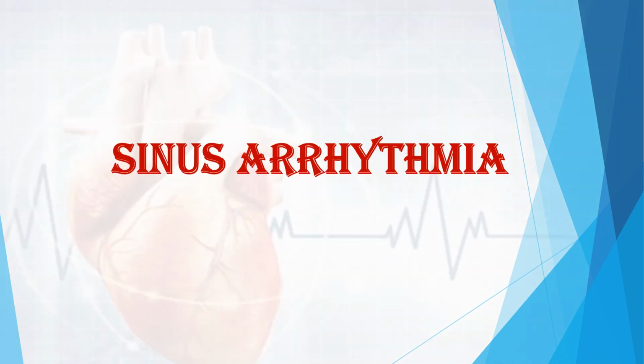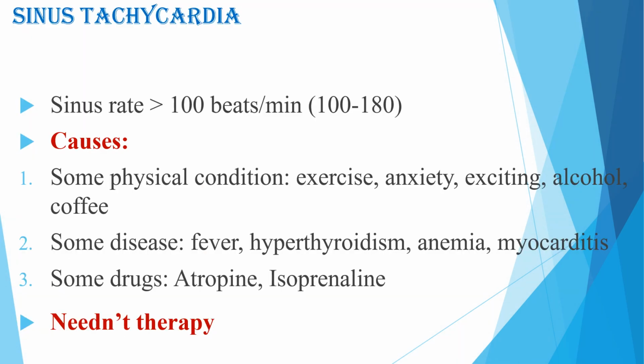So first let's look at sinus arrhythmia. Among sinus arrhythmias, the most common condition is sinus tachycardia. From the word itself, tachycardia means increased heart rate, and sinus means a normal rhythm. In sinus tachycardia, the characteristic is a sinus rate of more than 100 beats per minute, usually between 100 and 180. So I repeat, in sinus tachycardia, the word sinus denotes normal rhythm, whereas tachycardia denotes increased heart rate.